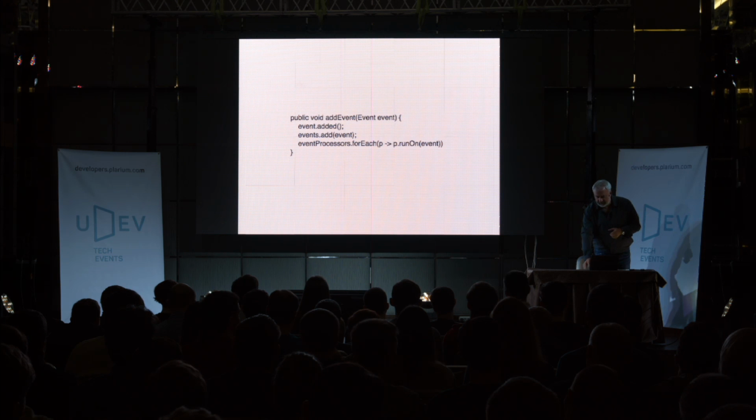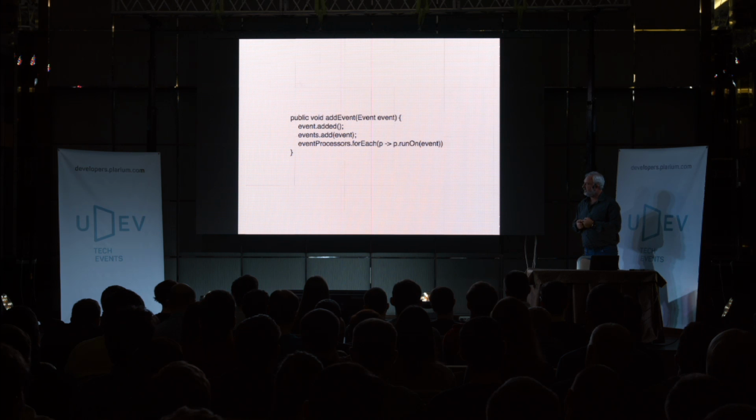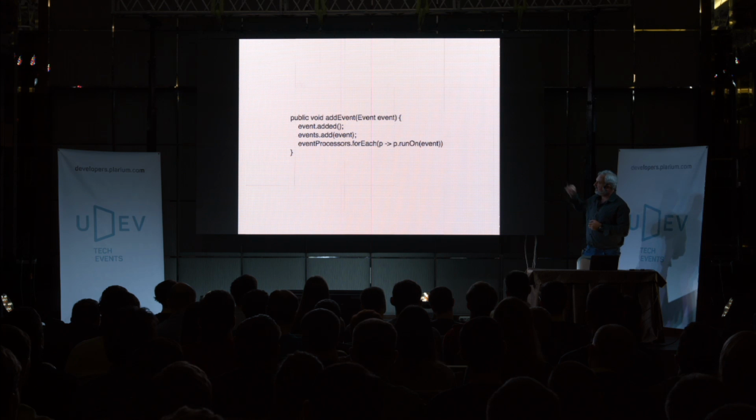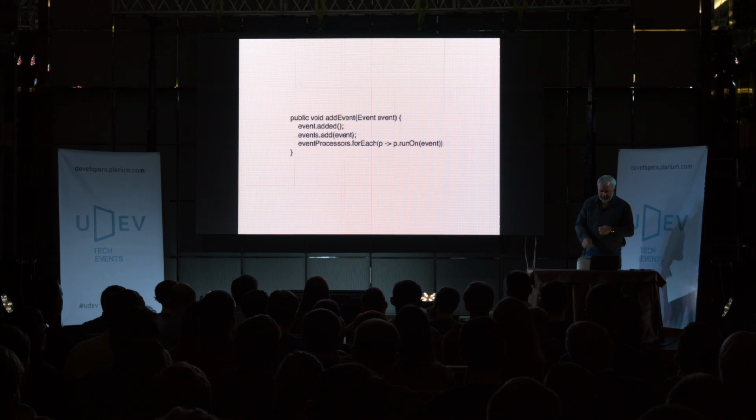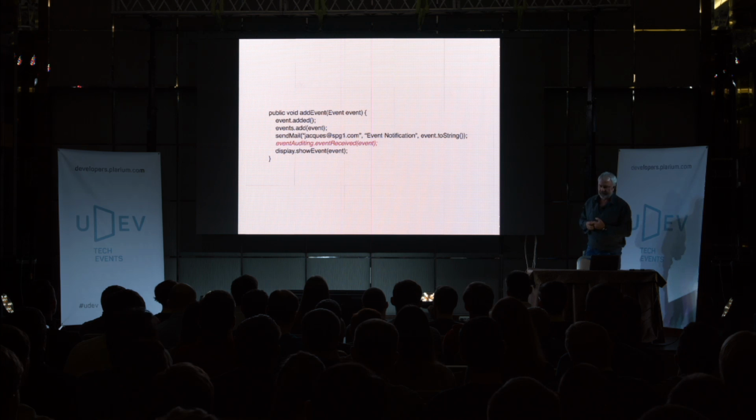If the method looked like this, we wouldn't have to go and add in that feature in this particular method. So notice here, we mark the event as added, we add it to the list. Next we go and we call a list of event processors and tell each one to run itself on the event. What is an event processor? Well, essentially it's just like a list of lambdas, and those lambdas do the work that we had up in here, right? There's a lambda that will be doing a send mail, there's a lambda that does the display, and there's also going to be one that does the auditing.